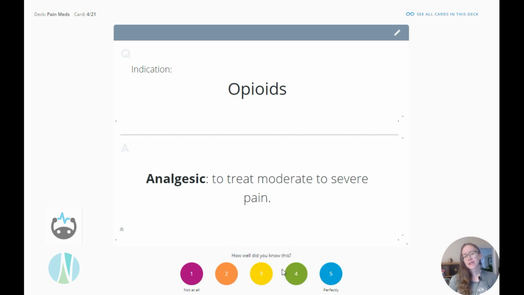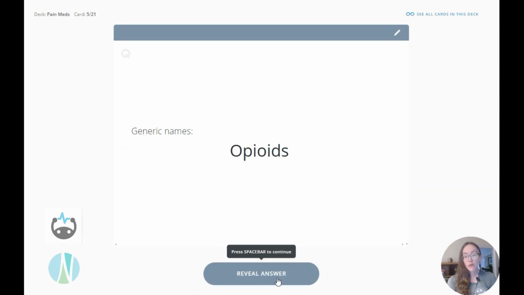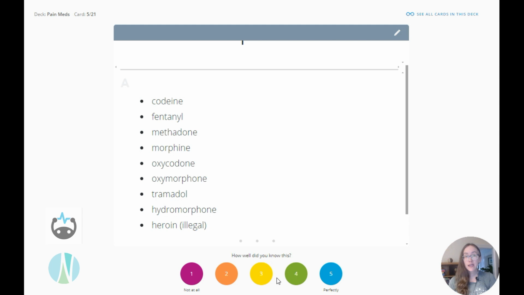What are opioids for? Well, opioids treat moderate to severe pain, so that 8, 9, 10 out of 10 pain, usually post-op or maybe some severe trauma. The generic names for opioids are codeine, fentanyl, methadone, morphine, oxycodone, oxymorphone, tramadol, hydromorphone, and then heroin, which is an illegal substance.